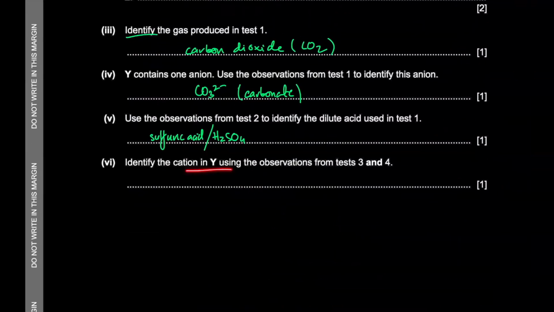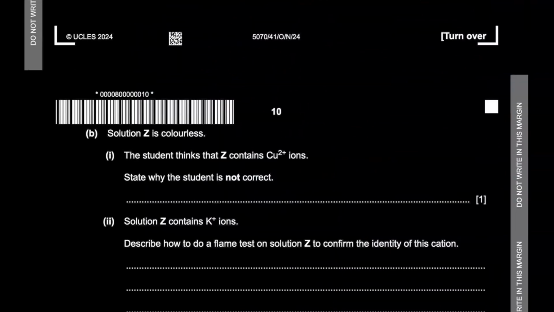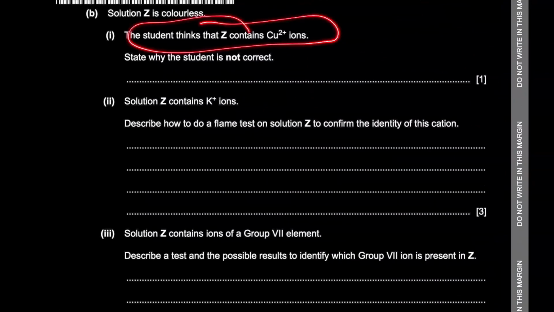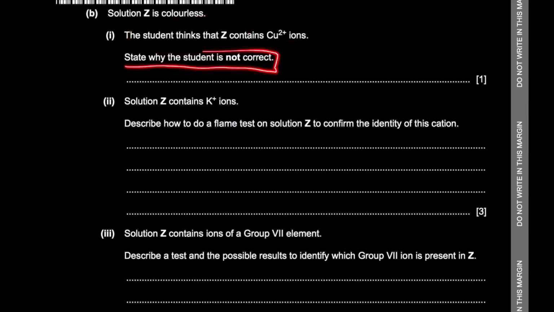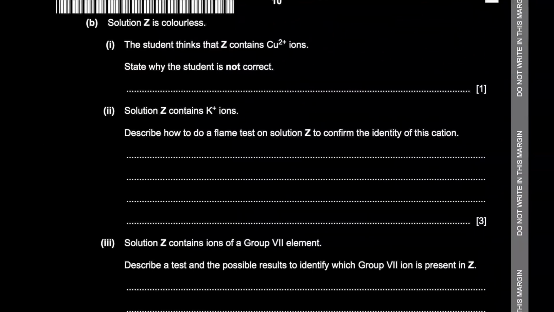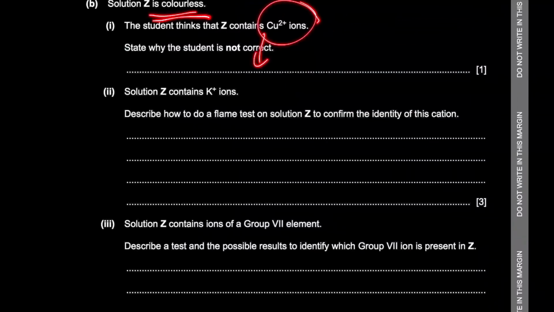Identify the cation in Y using the observations from test 3 and 4. That was Zn2+, okay? Solution Z is colorless. The student thinks that Z contains copper 2 ions. State why the student is not correct. Because copper 2 ions form a blue solution, right? It says the solution is colorless. So copper 2 aqueous solution is blue.